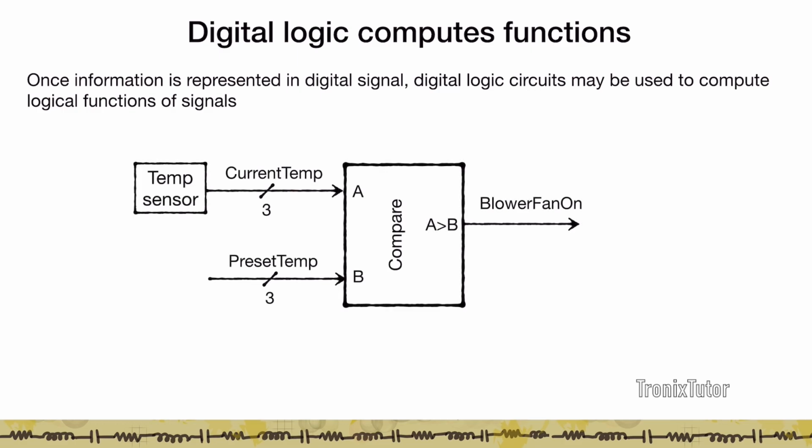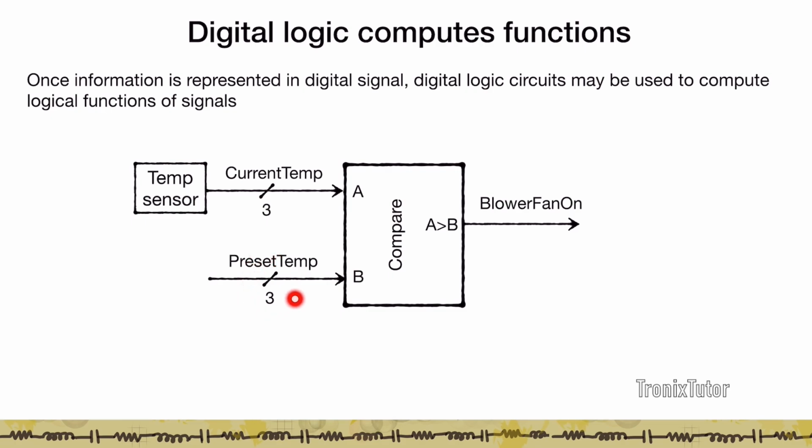For example, here's a very simple schematic of a system. Suppose I want to design the blower of a cooling system. So I can think about it as having a temperature sensor. Now this is going to be a sensor that takes the analog input of the temperature, converts it to a digital value, and let's say I can break it down to 3 bits. So I represent the current temperature in 3 bits.